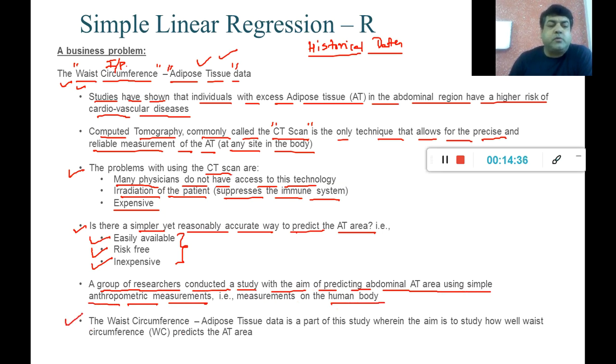So what is our business problem? The business problem is the waist circumference and adipose tissue data, okay, is given to us as part of our study, wherein the aim is to study how well waist circumference predicts, this is an important word, predicts AT area.